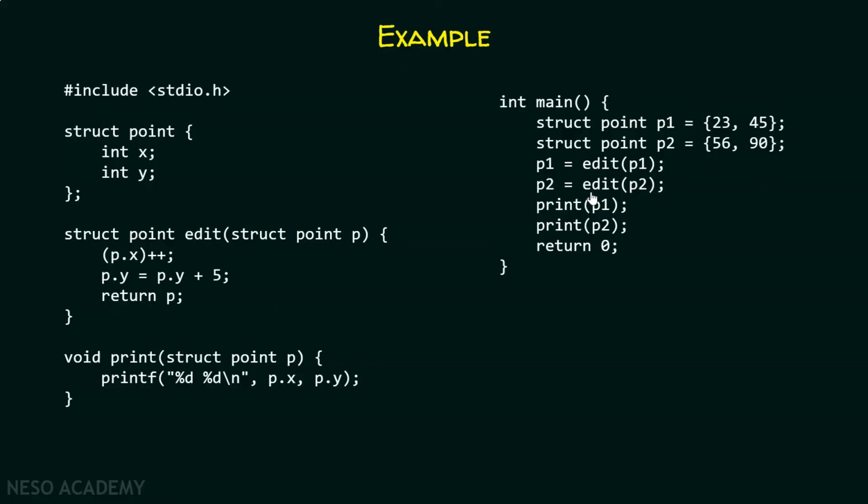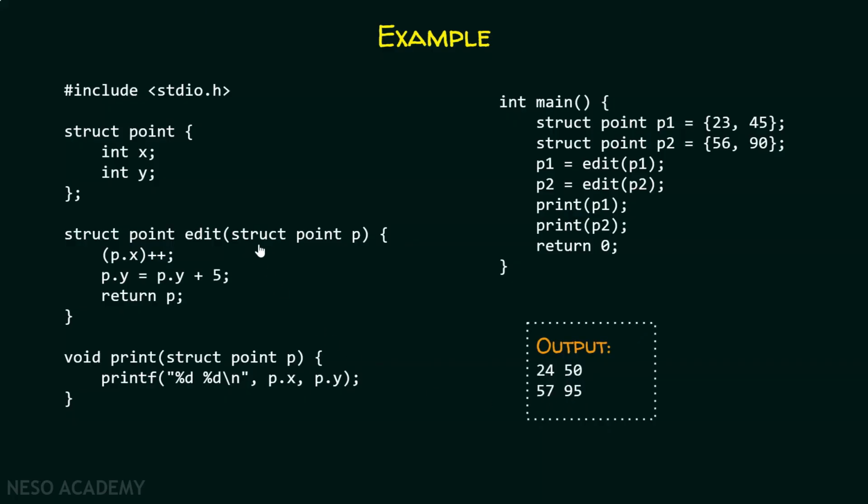Now we are again calling this edit function, and this time we are passing the copy of p2. Again the changes made here will get reflected here, which means after this call 56 becomes 57 and 90 becomes 95. After that we are calling the print function. First we will print the member values of x and y associated with p1, and then we will print the member values associated with p2. You can see here the definition of the print function. It just contains a printf function which will print the member values associated with these variables. So the output of this program is 24, 50 and 57, 95.